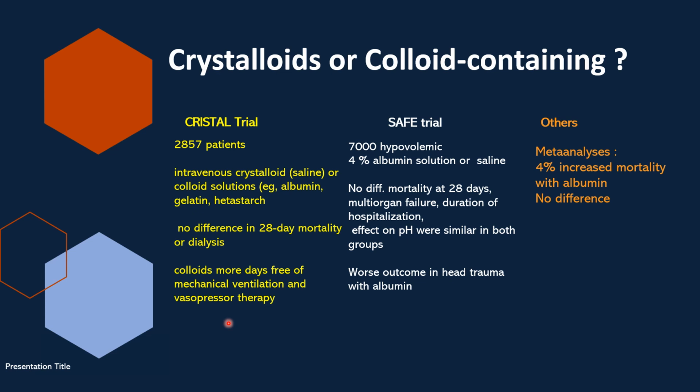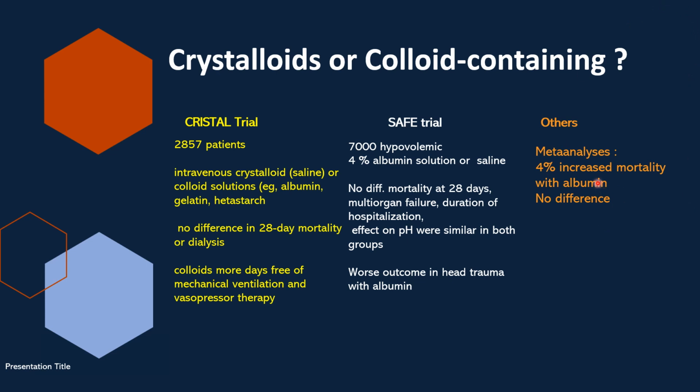The SAFE trial, however, was more specific. Instead of using any kind of colloids, it used 4% albumin solution, and instead of using any kind of intravenous crystalloid, as in CRISTAL where saline was the most used, SAFE used only normal saline. They found that there is no difference in mortality at 28 days, no evidence of multi-organ failure difference, and it didn't impact the duration of hospitalization. However, an observation was found, though it didn't reach statistical significance, showing worse outcome in head trauma with albumin-containing solutions.